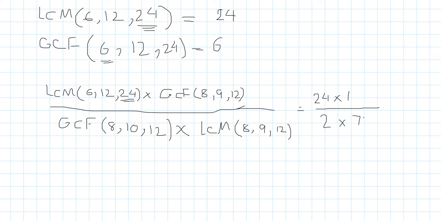Now simplify easily. 2 into 24 is 12, and 12 into 72 is 6. So the answer is 1 over 6.